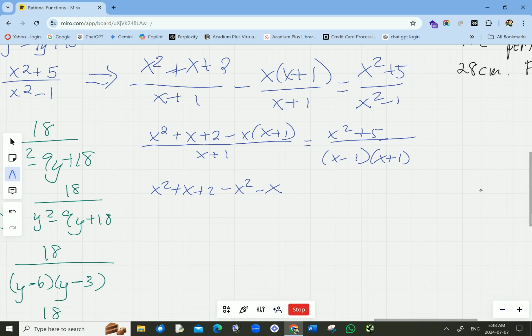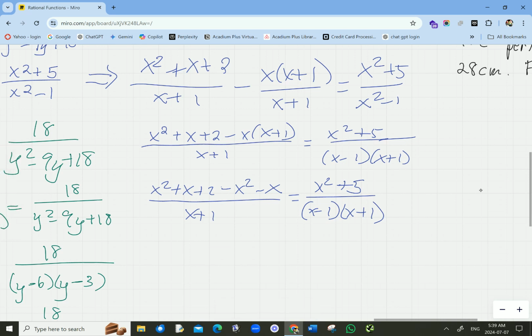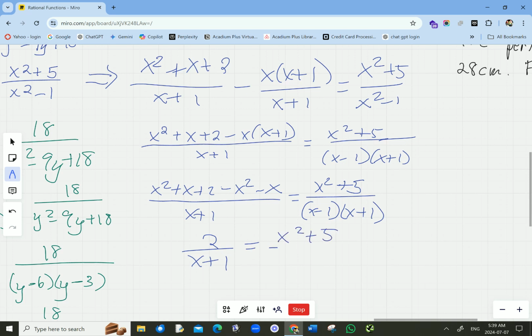All right, so we have x squared plus x plus 2 minus x squared minus x over x plus 1 on the left-hand side. And on the right hand side we have x squared plus 5 over x minus 1 times x plus 1. Let's simplify the numerator on the left hand side. So the x squareds cancel out, the x's cancel out, we're left with 2 over x plus 1. And then on the right hand side we have the same thing.